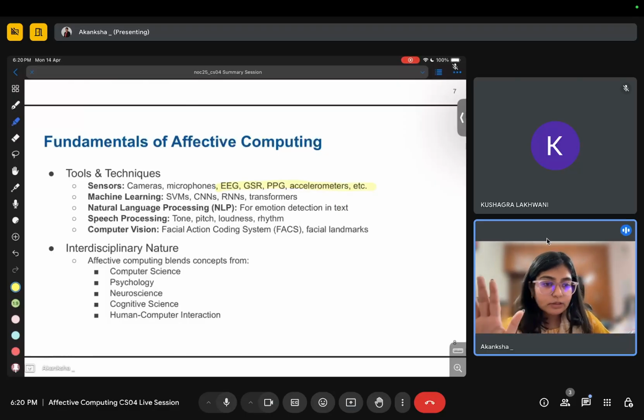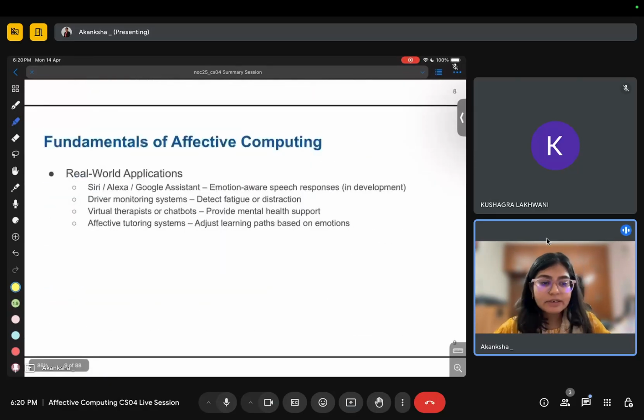So the nature of this affective computing is interdisciplinary. We borrow some concepts from computer science, from psychology, from neuroscience, how neurons in our brains work, because ultimately we want to model that only, right? Then the cognitive science. Cognitive means the thinking capability of your brain, so it is related to that. Then human computer interaction, like what are the interfaces, or how to create those interfaces for effective communication between a human and a machine. So it is interdisciplinary.